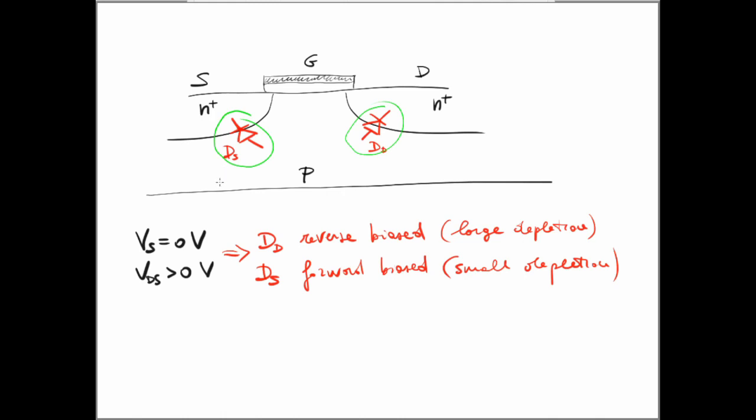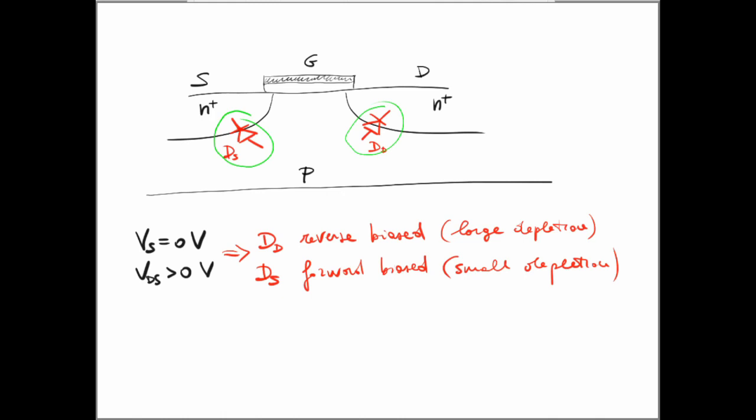And we should remember from what we said on p-n junctions that, depending on how it is polarized, the depletion region at the p-n junction interface can be very large in case of a reverse bias p-n junction, or can be very small in case of a forward bias p-n junction. So keeping that in mind, we can now try to relate this to the operation of the transistor.